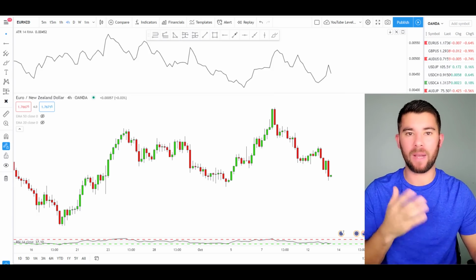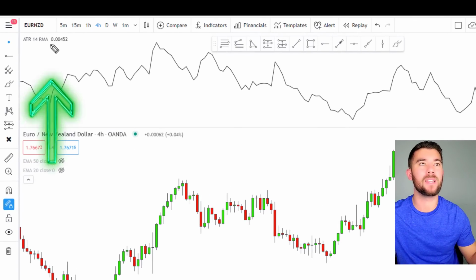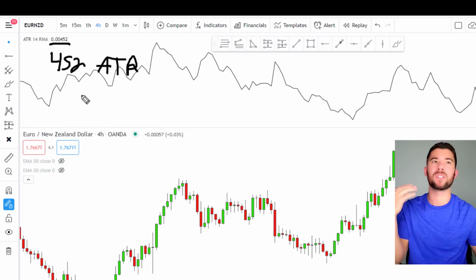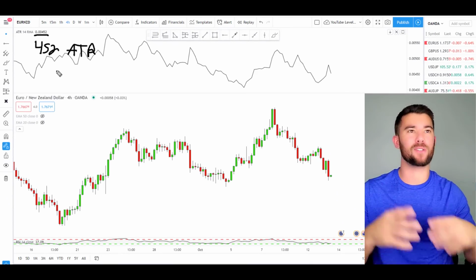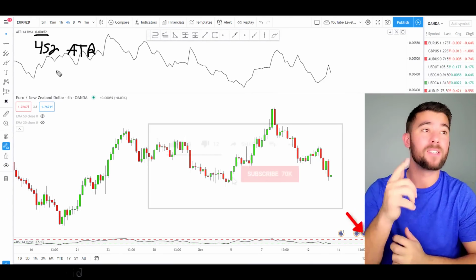Let me tell you what I mean by how to read this indicator correctly. I get the question all the time, Stephen, what does this number mean? Does this mean that the Euro New Zealand 4-hour chart has a 452 pip ATR? Or is it a 45 pip ATR? Or is it a 4.5 pip ATR? So that's one of the things we're gonna go over. Included with that, we're going over the other two as well. So stick around for that.